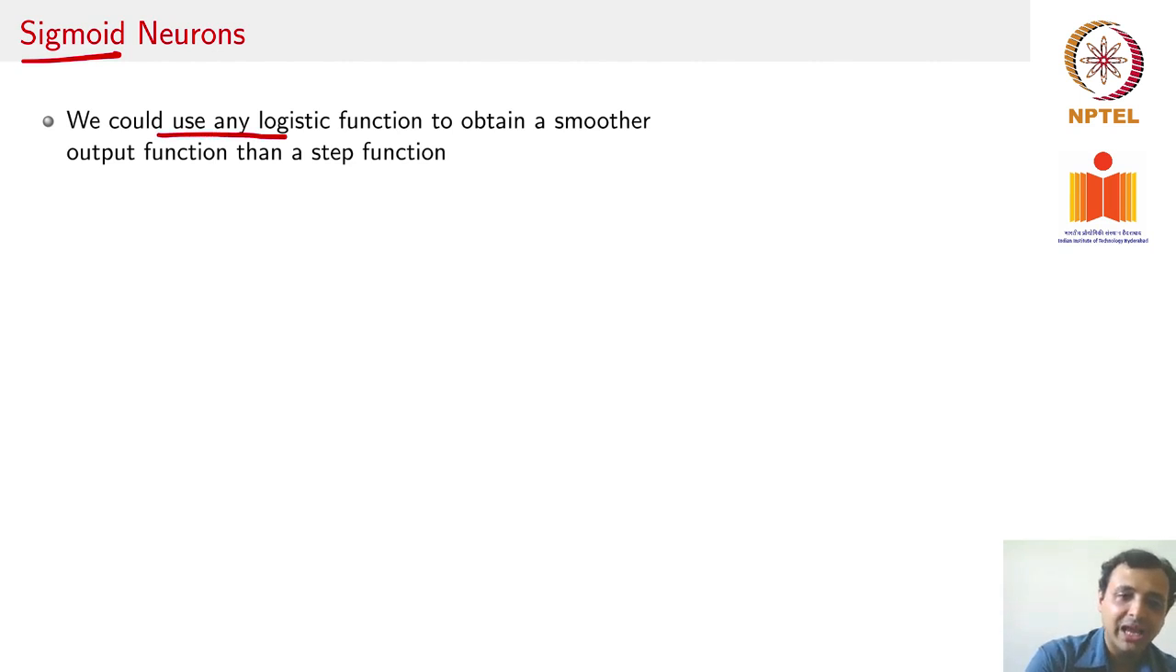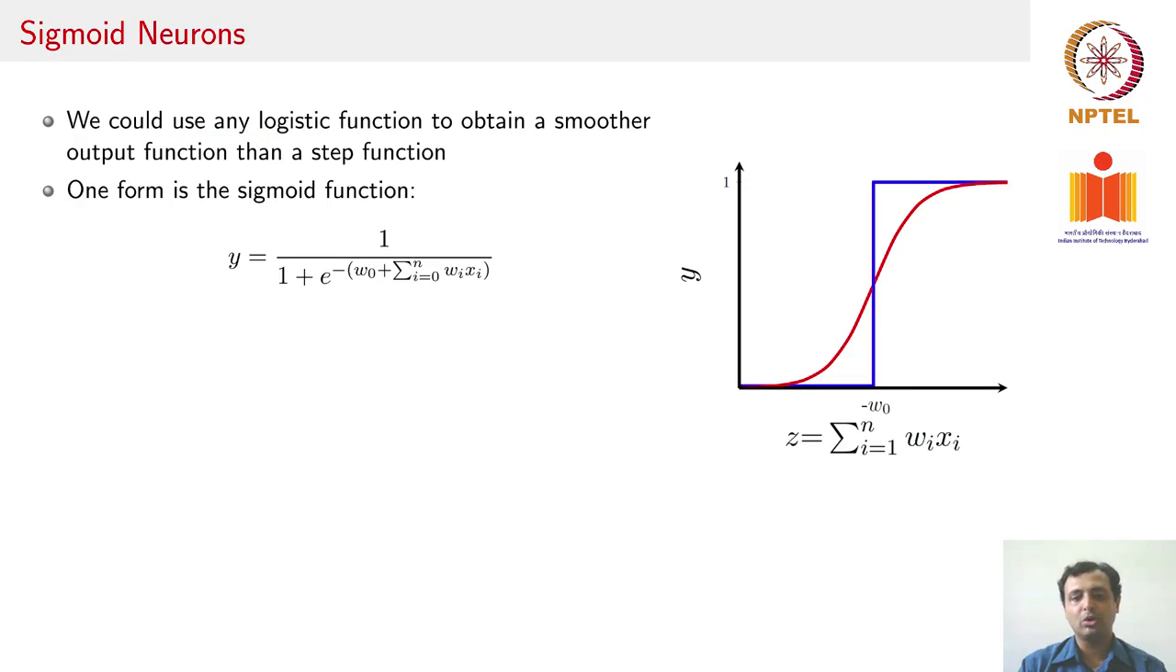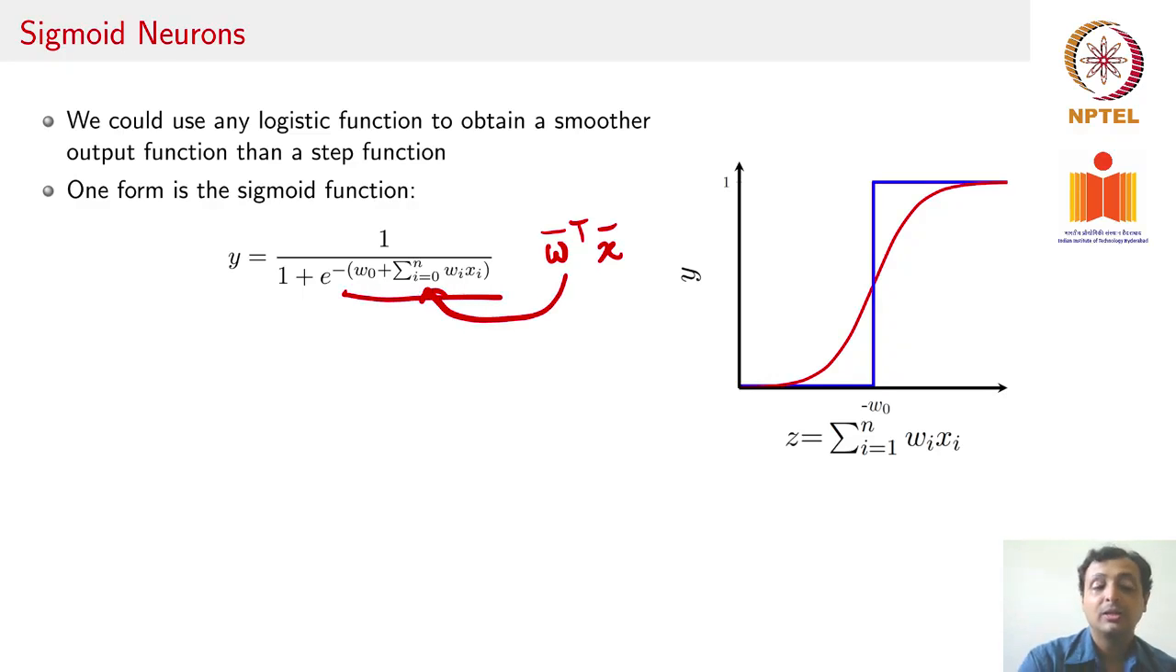You ideally could use any logistic function which has a shape such as this, to obtain a smoother output function than a step function. The one that we are particularly going to talk about here is the sigmoid logistic function, which is given an input Wx, which can be expanded this way. The sigmoid function computes 1 by 1 plus e power minus that input. That's your sigmoid function, which in a graph form has this particular shape.